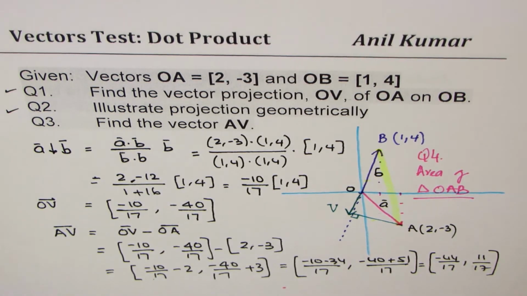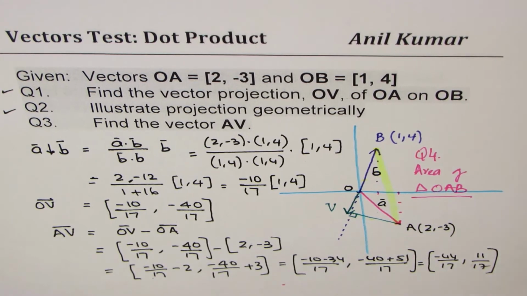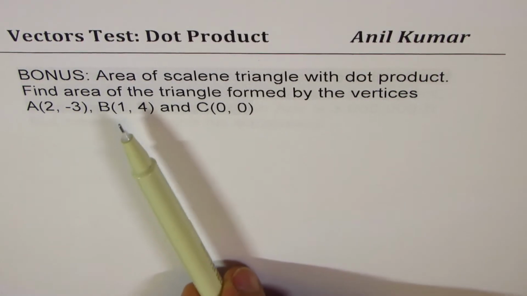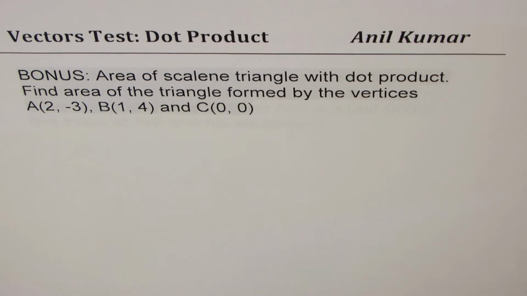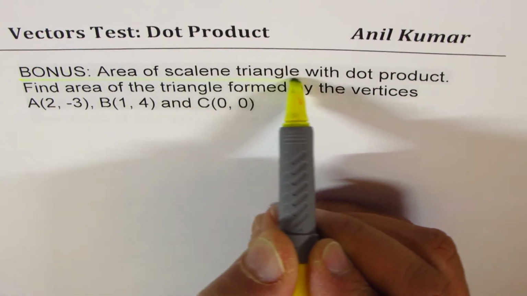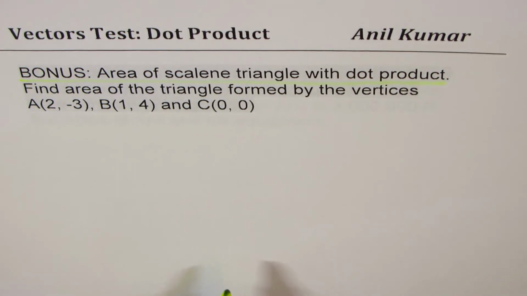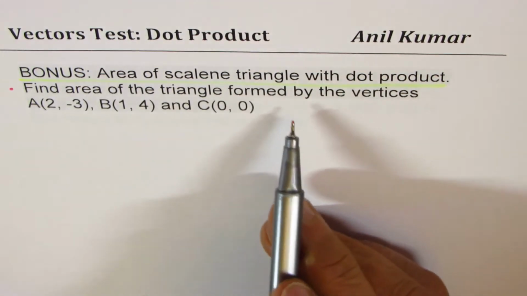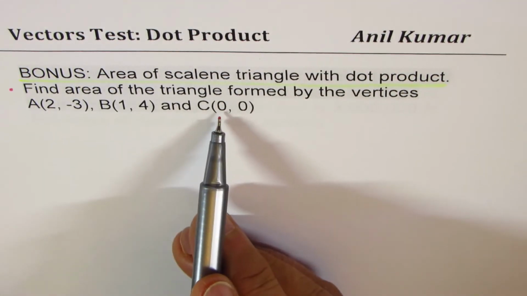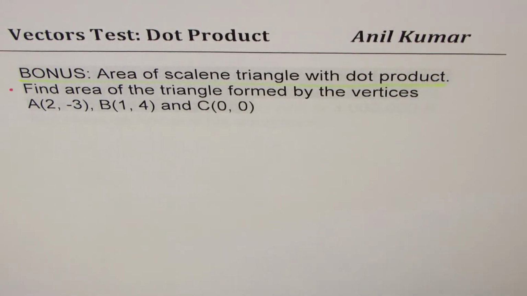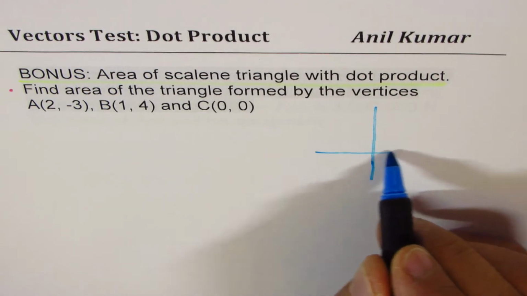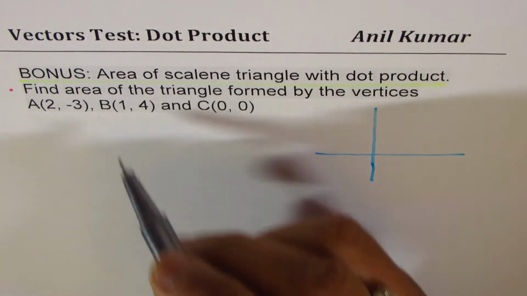Okay, so let's move on to the next question, which is what I was talking about. So here we have a bonus question. The bonus question for us is regarding area of scalene triangle with dot product. We have to find area of a triangle formed by the vertices A, B and C, and as you note, these are exactly same vertices which we took in our example, right? I've done it on purpose.